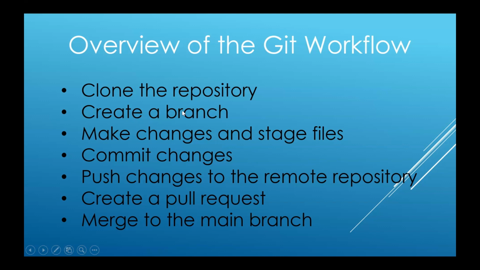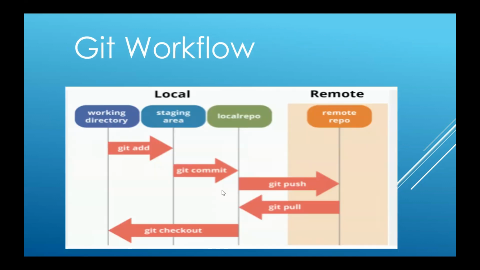And if you have to merge that feature branch to your main code base, you will have to create the pull request, and the pull request will go through the review, that can be your manager or someone else in the team. Once that is reviewed and approved, it will be merged to the main branch. Okay, so this is the Git workflow diagram.